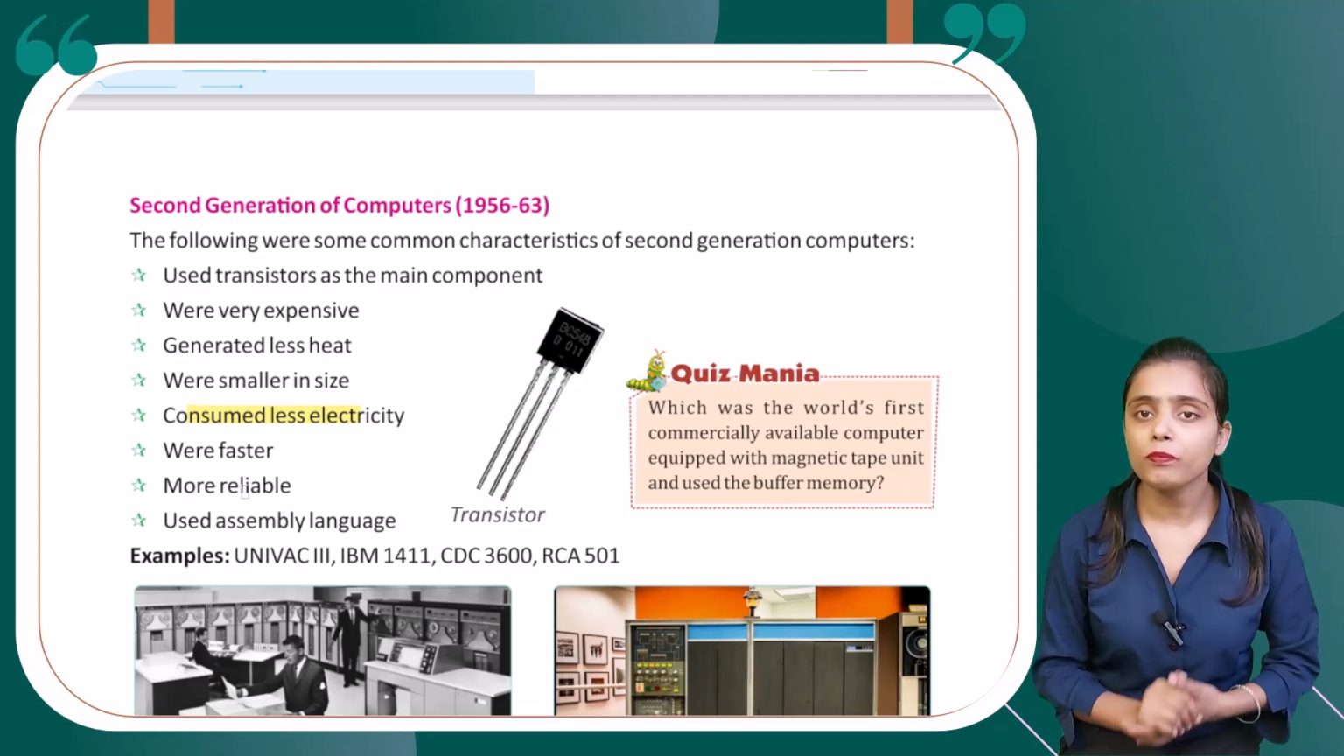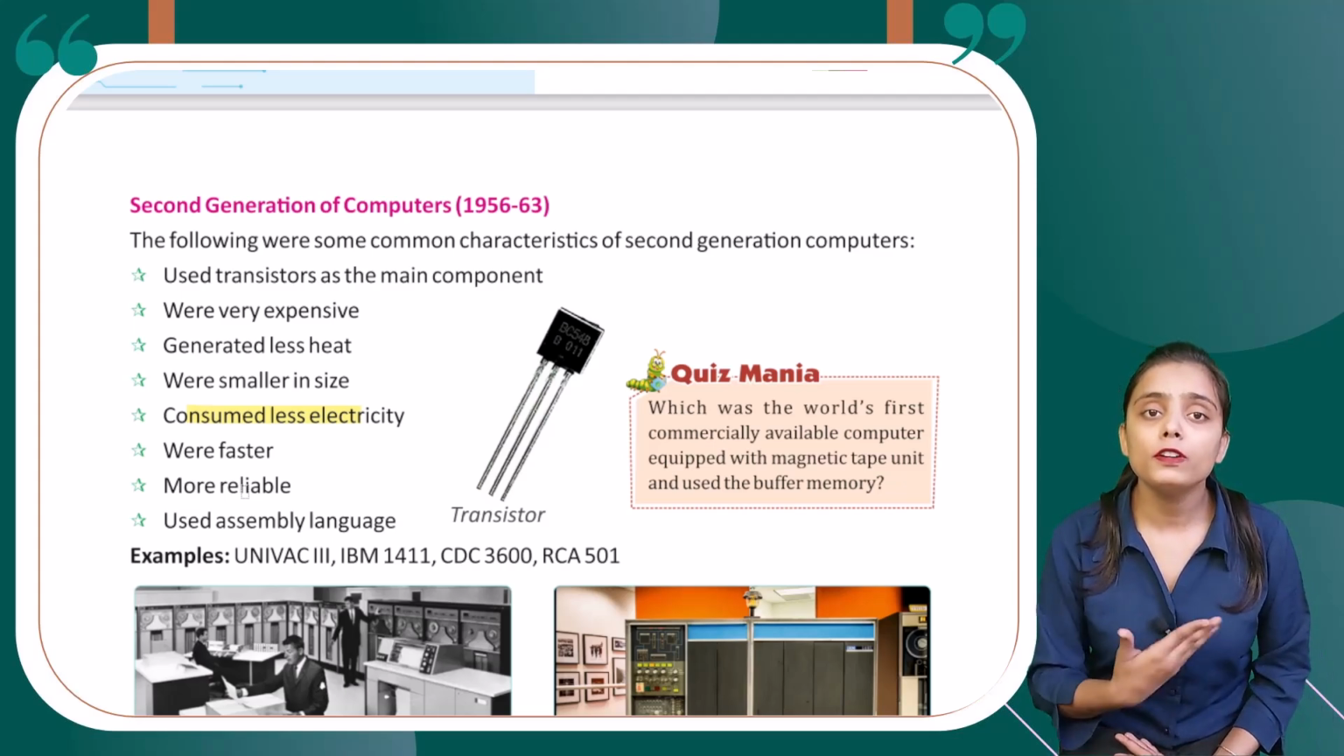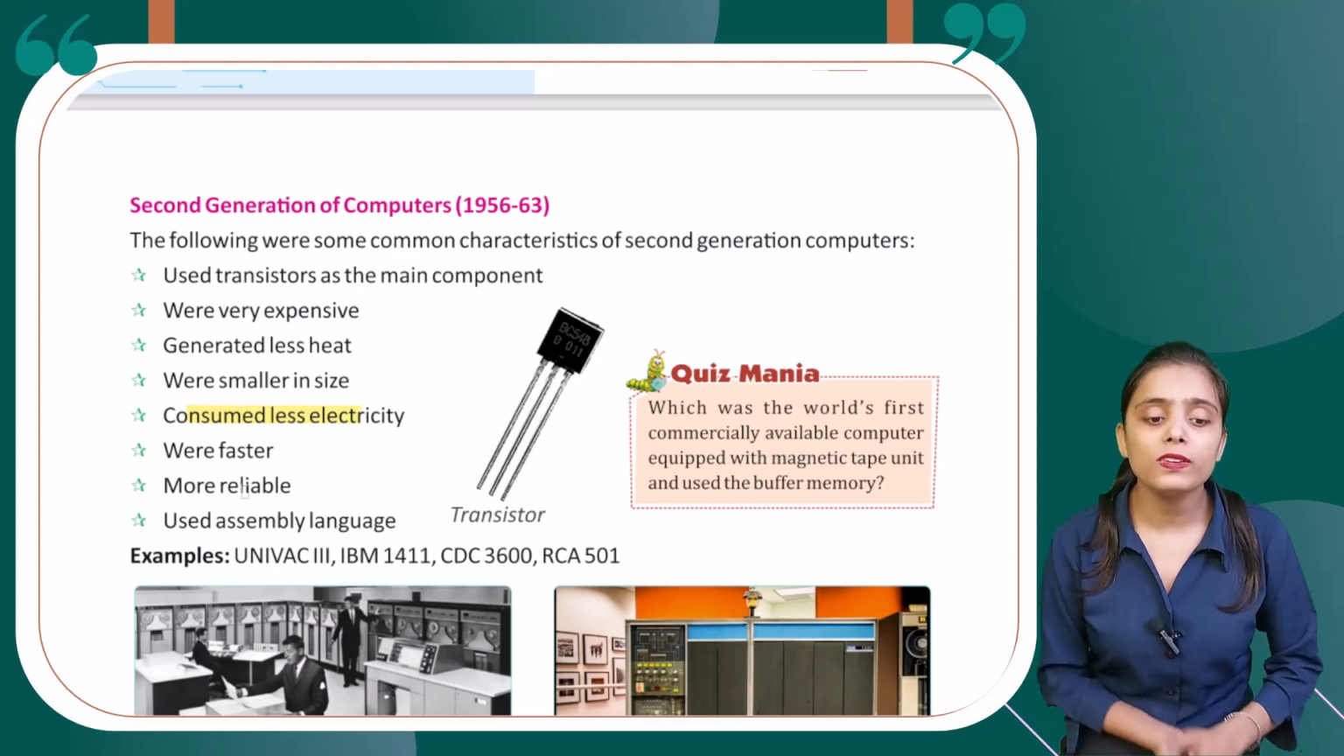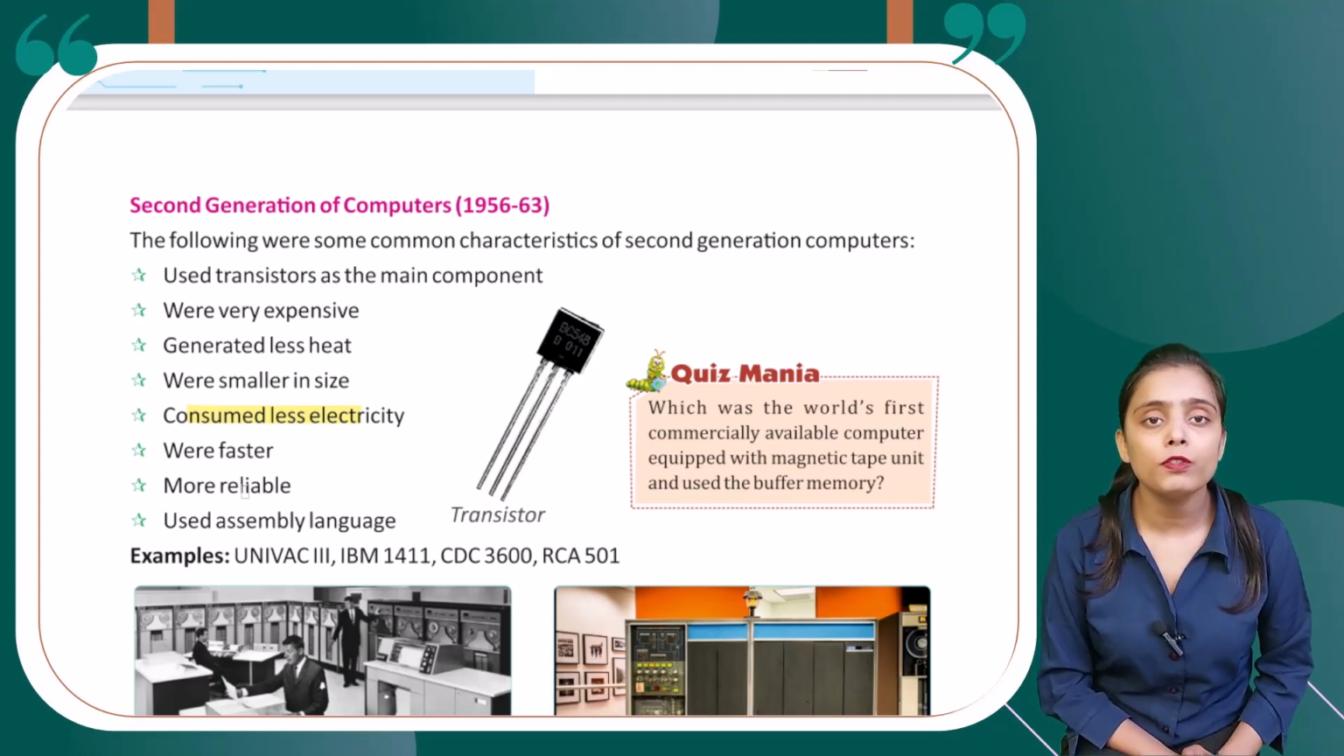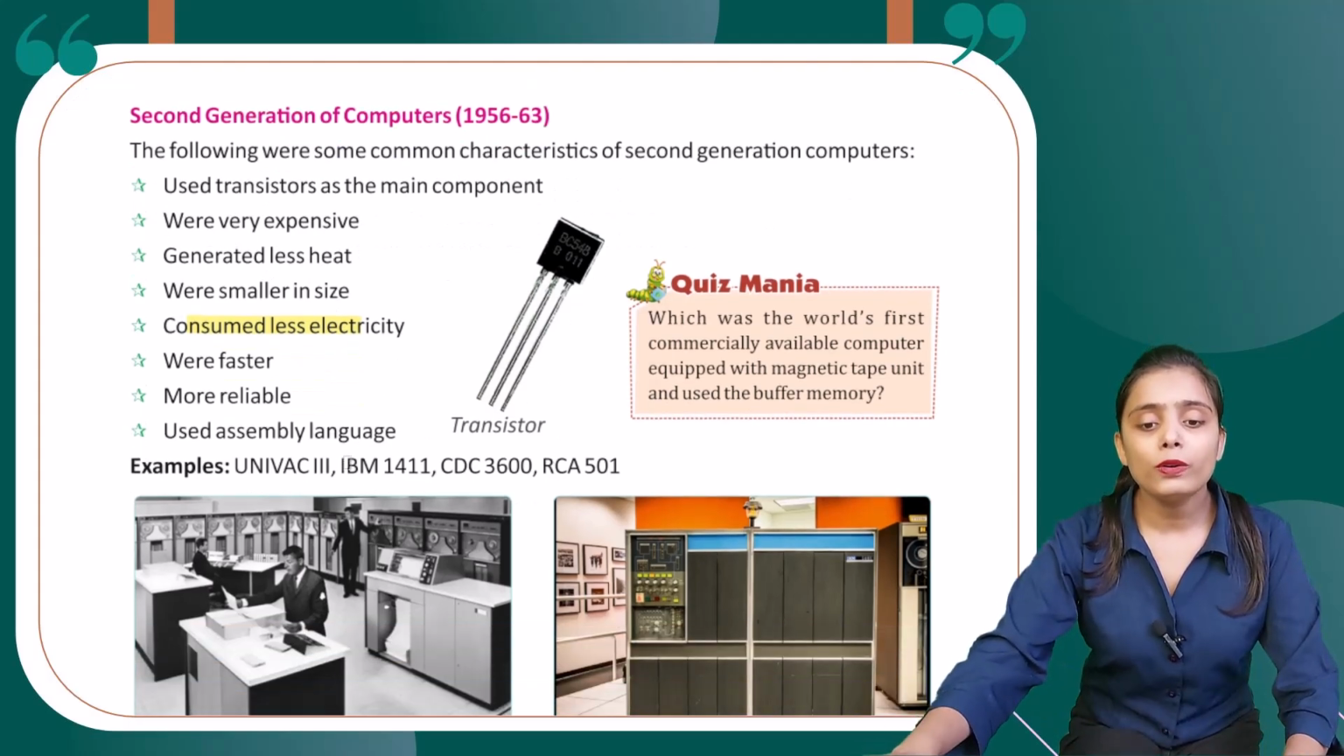अब बच्चों देखिए एडवांसमेंट हुई है फर्स्ट जनरेशन के अकॉर्डिंग. दो चीजें सबसे ज्यादा, पहला तो मशीन लैंग्वेज नहीं यूज की गई, असेंबली लैंग्वेज को यूज किया गया. You will get to know the difference between the languages in your upcoming higher classes. Okay, now you can see the examples: UNIVAC 3, IBM 1411, CDC 3600 and RCA 501. Okay, and this is the picture of the transistor.